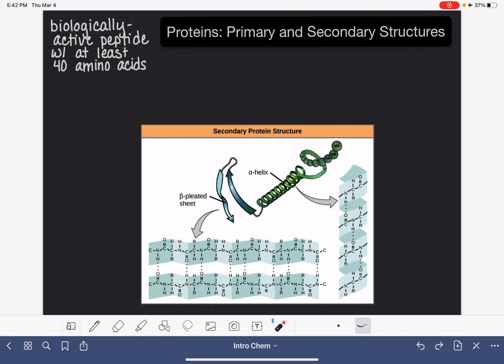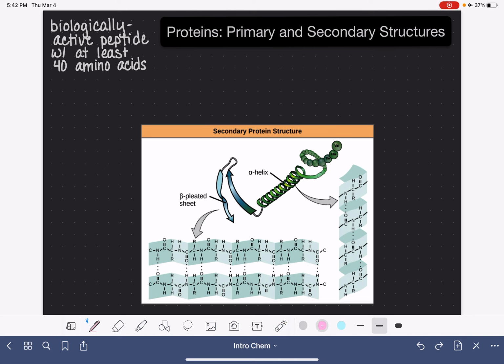The structure of the protein molecule can be described at 4 different levels, starting with the primary level and also the secondary level. In this video, I'm just going to be focusing on the primary and secondary structures or shapes of a protein molecule. In my next video, I'll talk about the more complicated shapes.